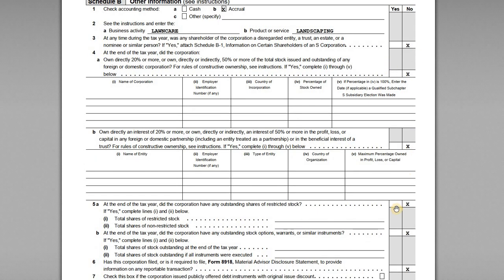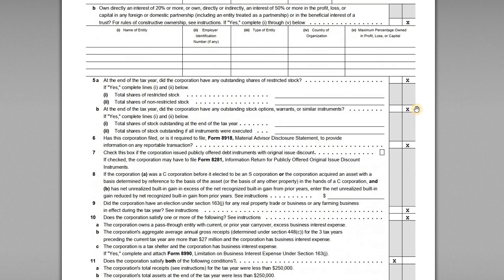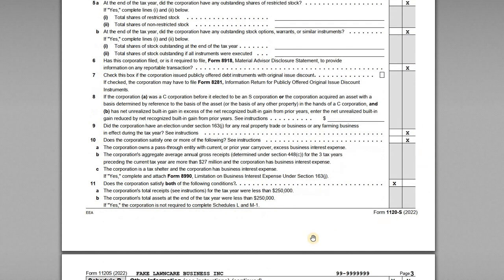So all these other yes or no questions down here, you'll notice that most of these are all no for us, right? So no, for example, we don't have any restricted stock that's outstanding. No, we don't have to file any 8918s for material advisor disclosures, and so on and so forth. The one item we did answer yes to down here on line 11, right? So the corporation's total receipts are under 250 and our assets are under 250.